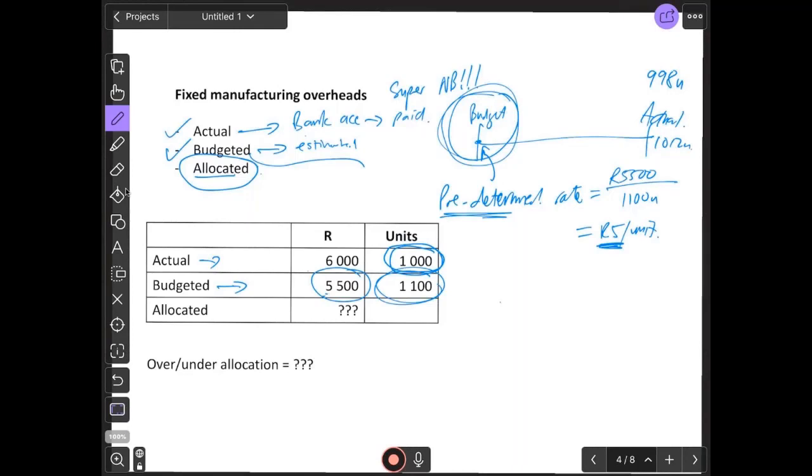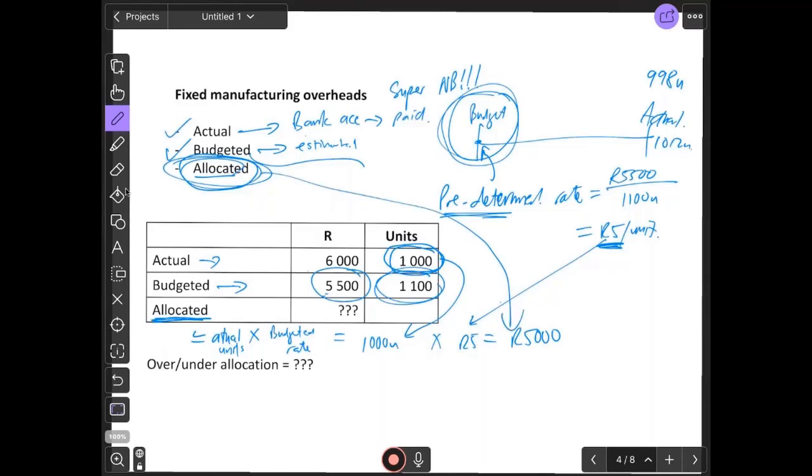So our allocation is our actual units times our budgeted rate, 5,000 Rand. Okay, so that is our allocated fixed manufacturing overheads.